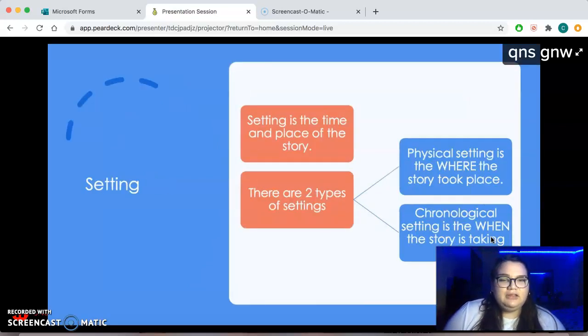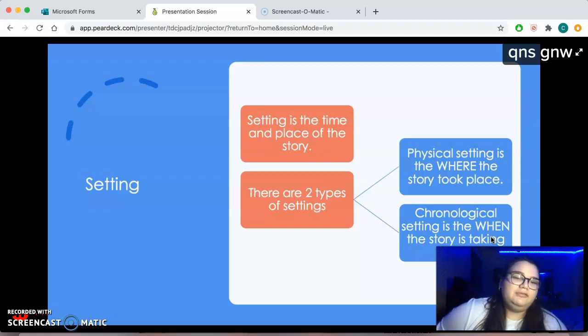Then we have setting. Setting is the time and place of the story. Remember, there are 2 types of setting. We have physical setting, which is where the story is taking place, and chronological. That is the setting of when is the story taking place. Is it daytime, nighttime? What year is it? What century is it? What country is it in? Right? Like, what is the time and place?